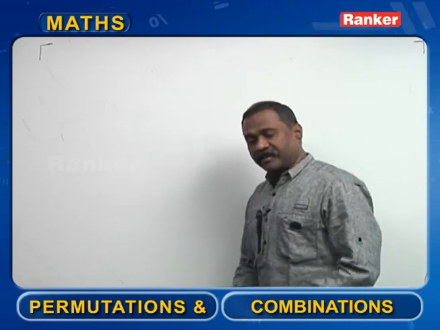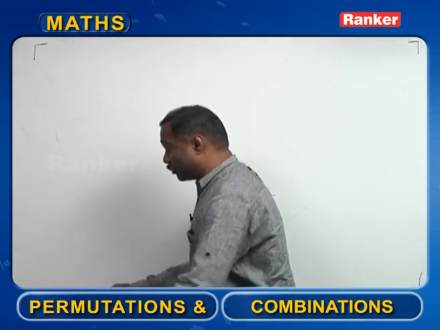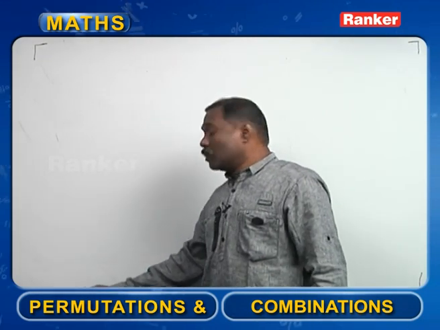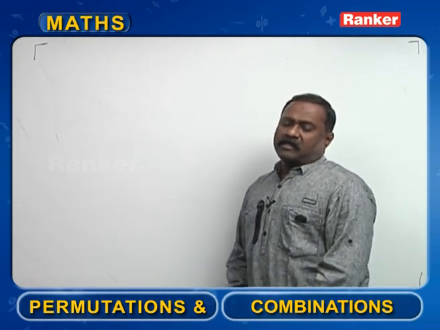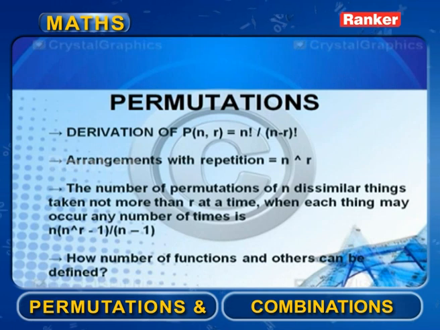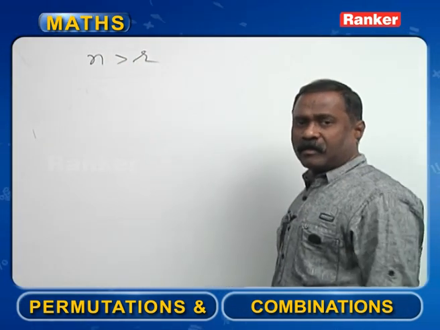The statement here is the number of permutations of n dissimilar things. All the things should be dissimilar. Then you may think, if the things are not dissimilar, what should it be? We are coming to that next. So if n things are dissimilar, taken not more than r at a time, it means you can take one thing, or two things, or three things, or four things, and so on. You have to take a maximum of r things, and always remember n is greater than r, of course.